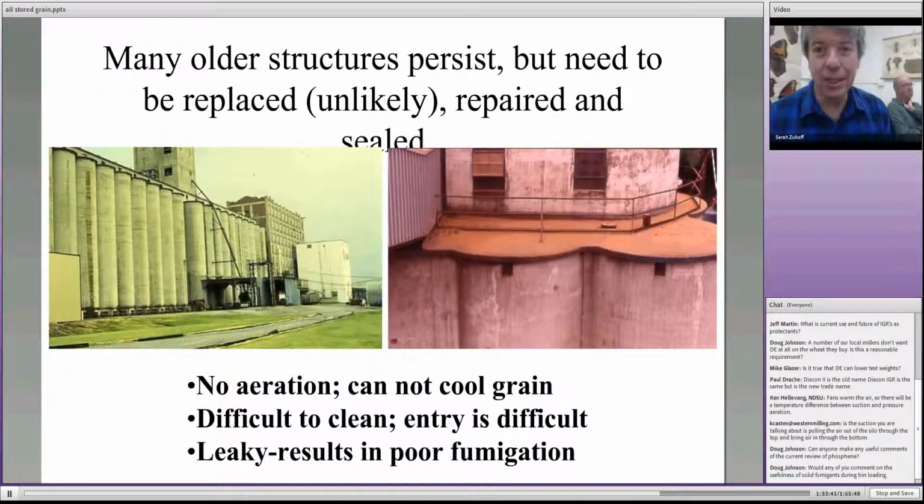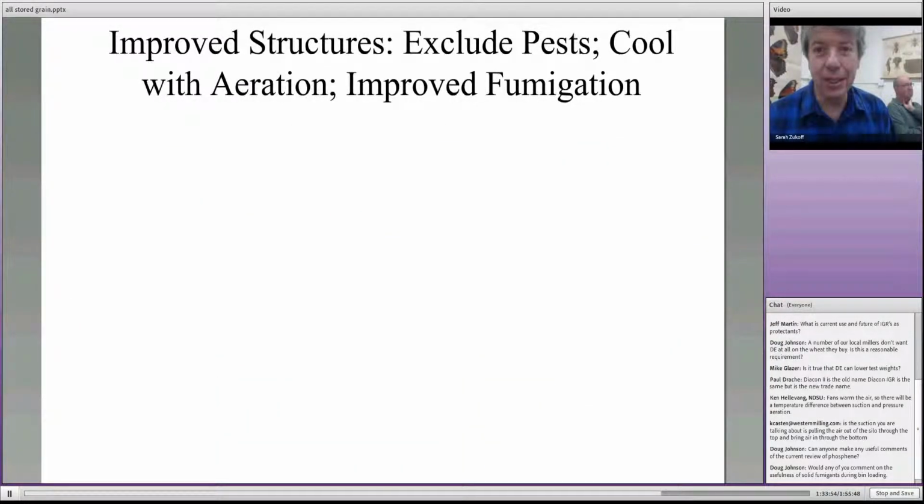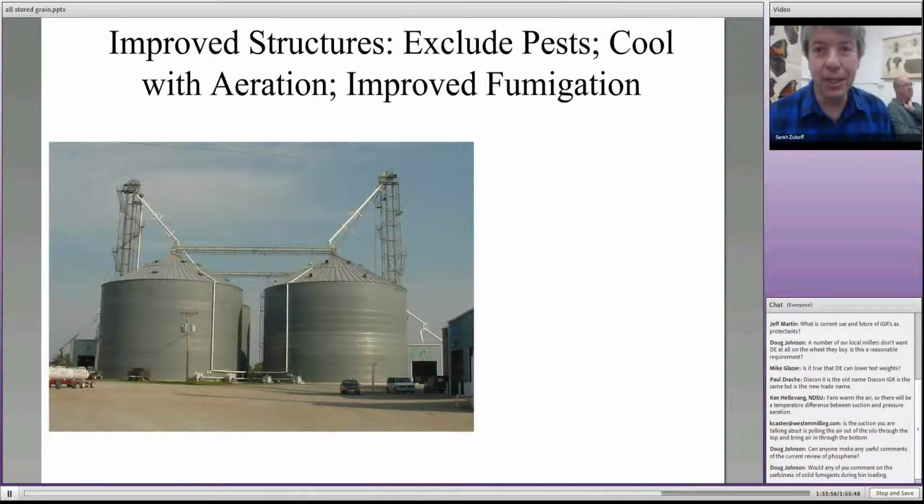But if you don't seal it, remember, phosphine is pretty much as light as air. It does move around based on temperature, so you will lose the gas more readily with those big holes in the wall than you will if they're sealed up. So hopefully we look towards improved structures. And here's an example of one.